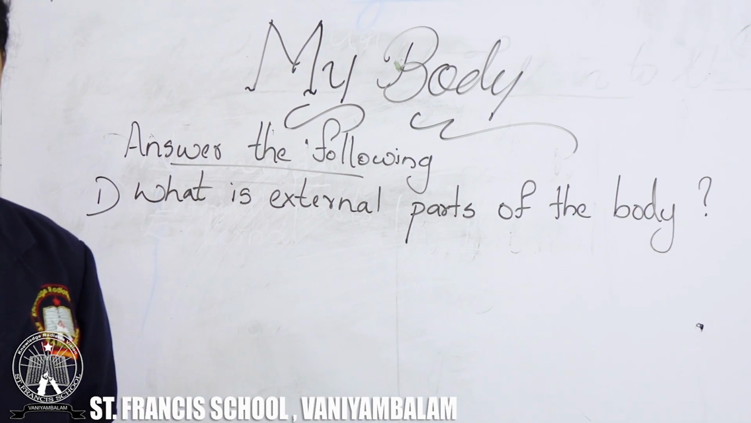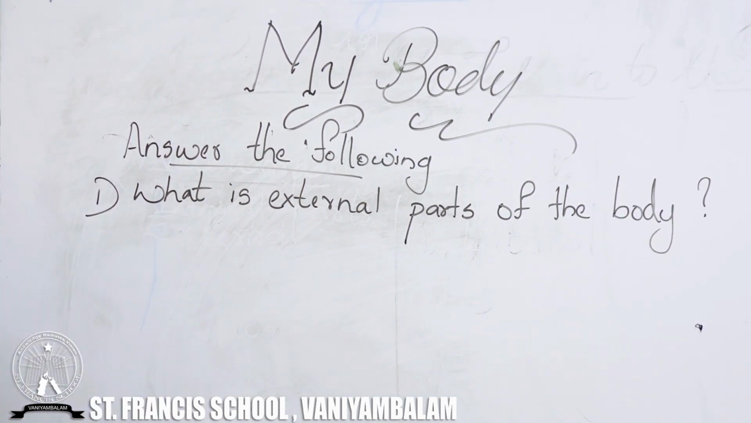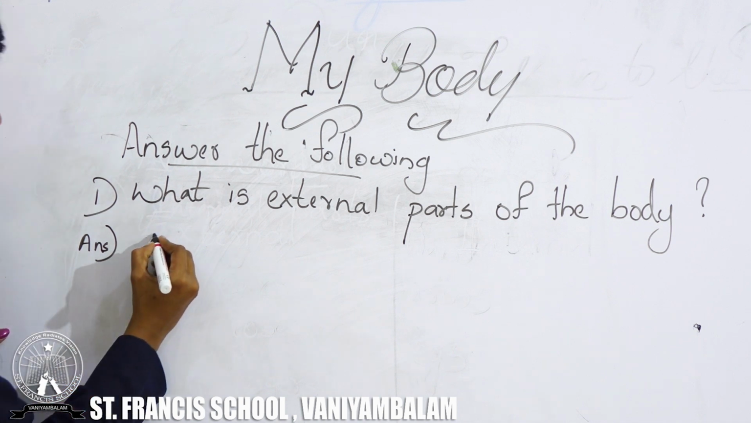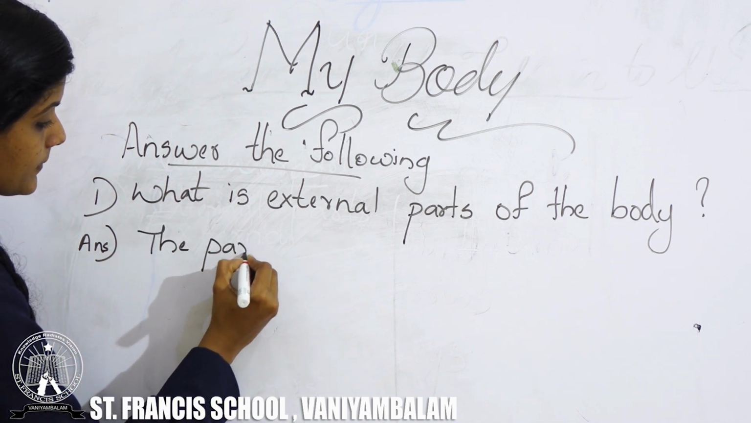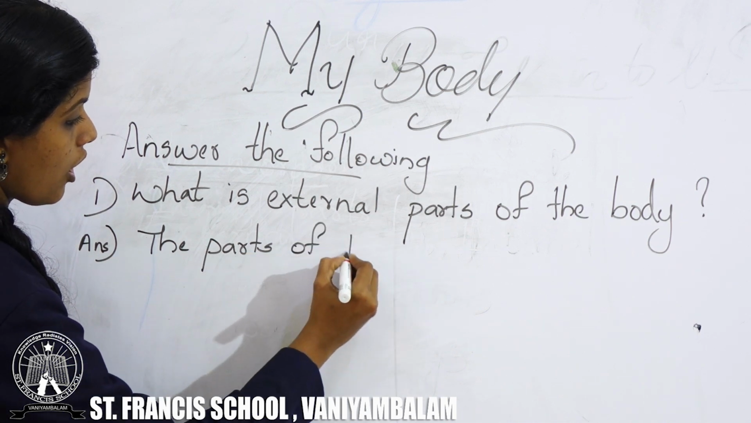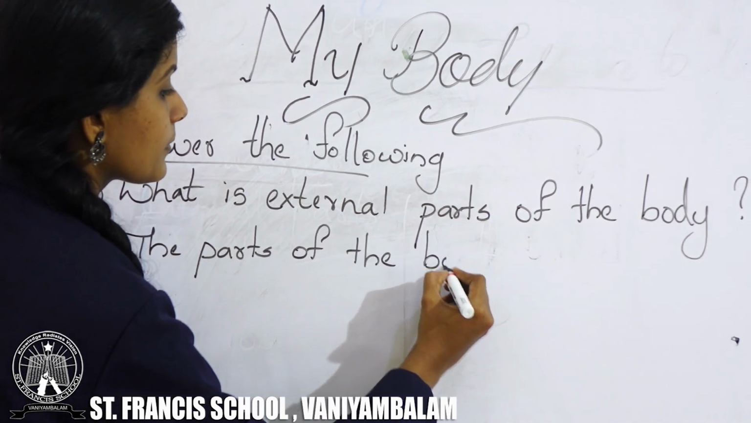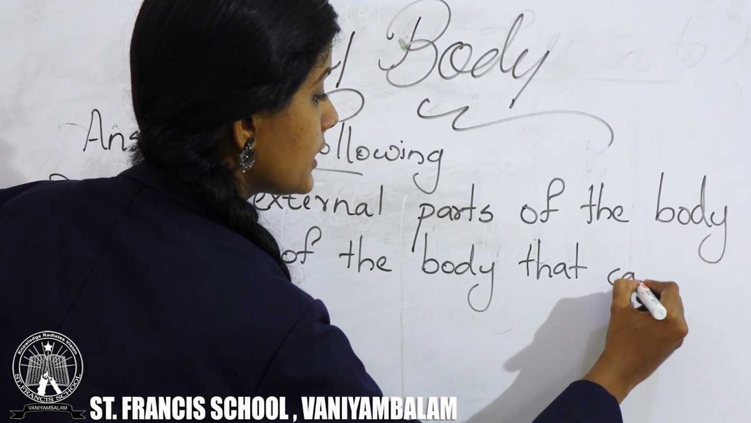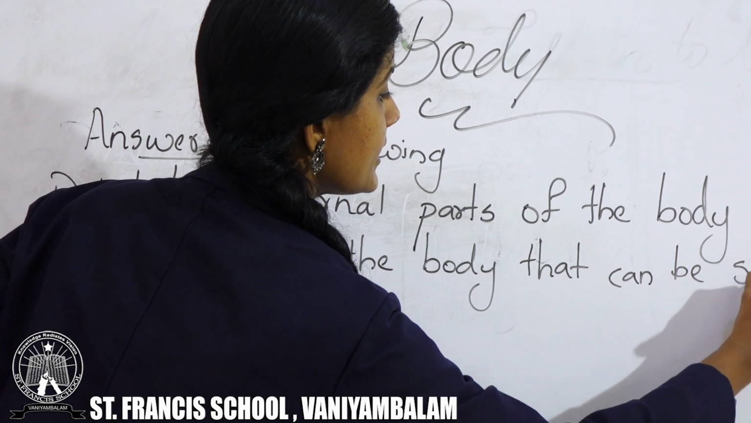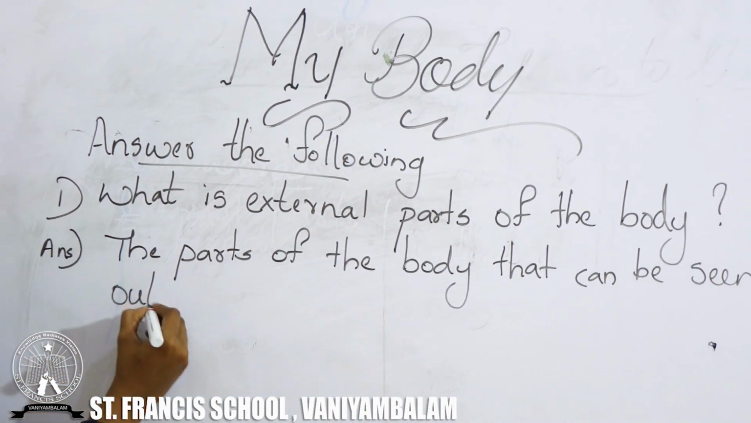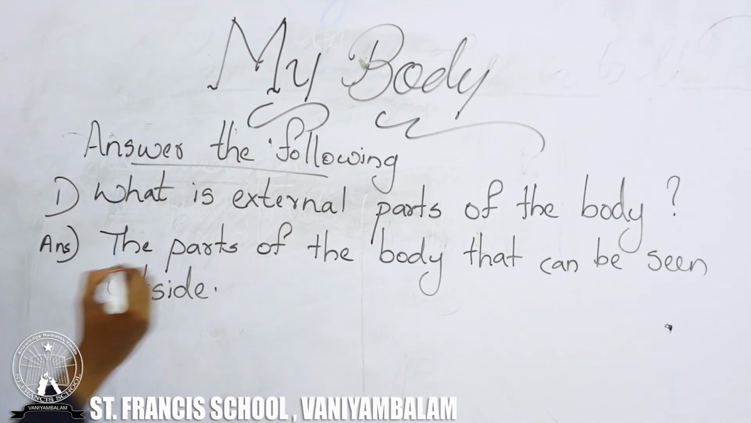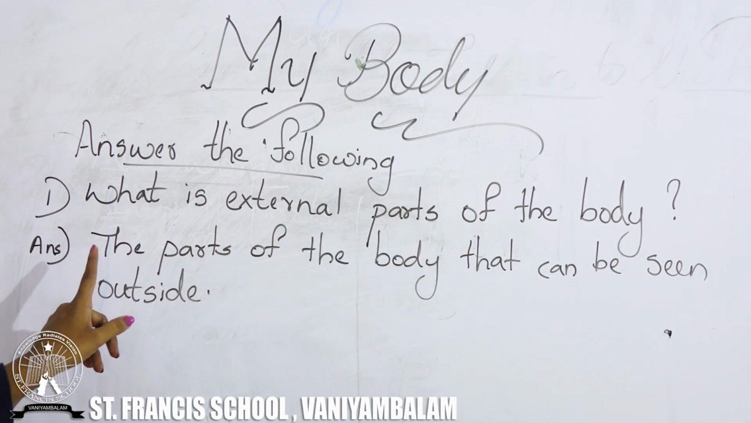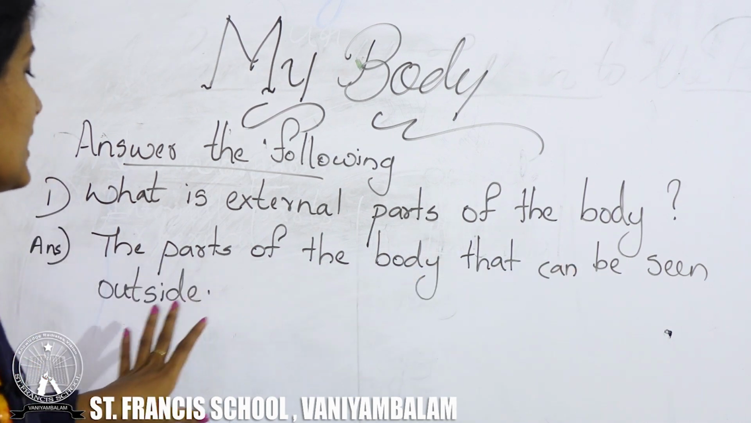The parts which we can see outside are known as external parts. So answer is the parts of the body that can be seen outside. So this is the answer for first question. Question is, what is external parts of the body? Answer is the parts of the body that can be seen outside.